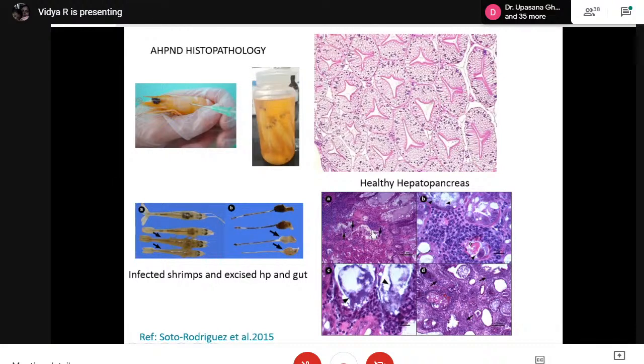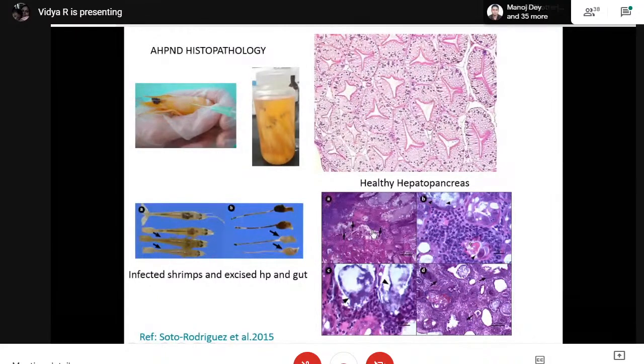Next one is the parahaemolyticus strain which causes AHPND. To confirm its presence in the animal, we have to do a histopathological technique. Since it is affecting the hepatopancreas, we have to excise the hepatopancreas and do histopathology. The one above, which I showed here, is a normal histopathological structure where you can see perfect morphology.